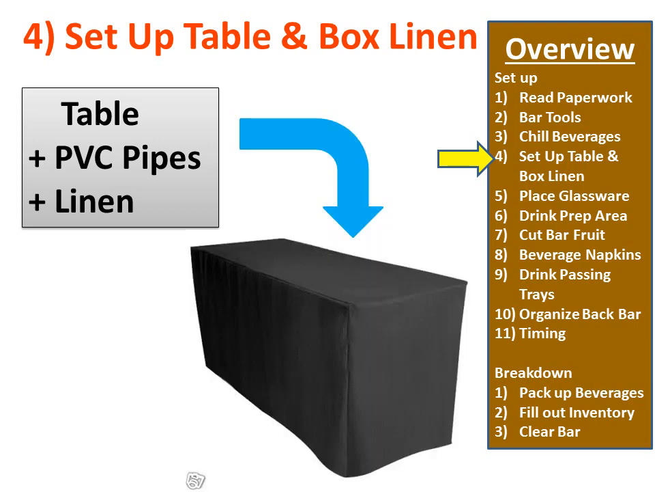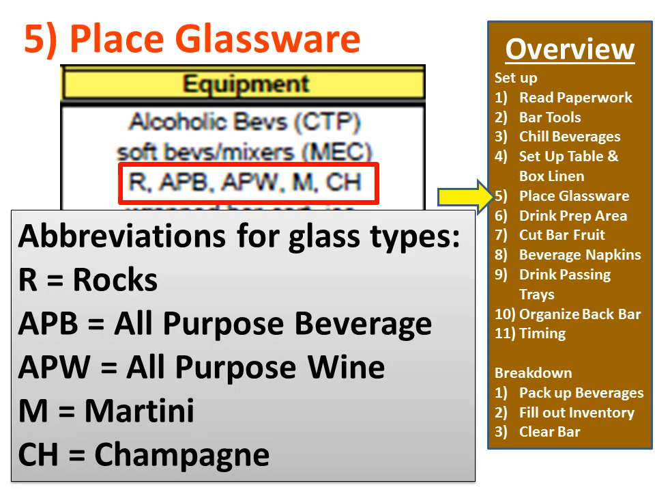Suffice it to say, a table plus PVC leg extenders plus the linen equals 1 nicely boxed bar table. Now it is time to place glassware.